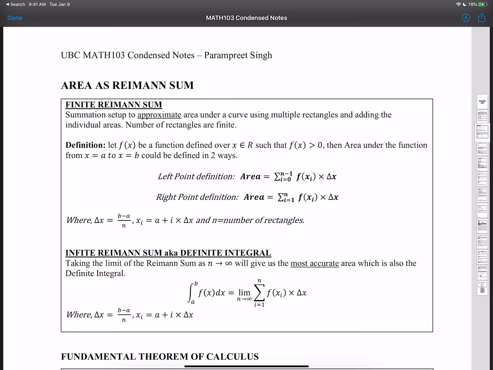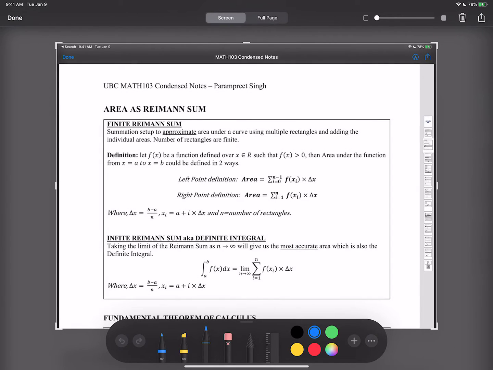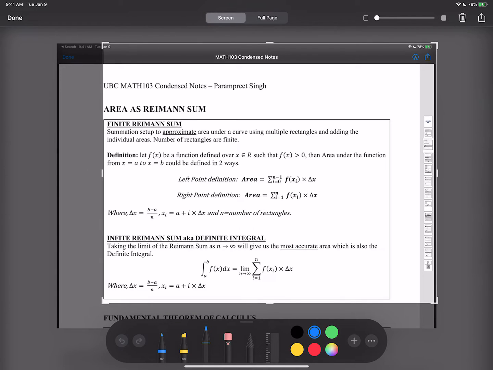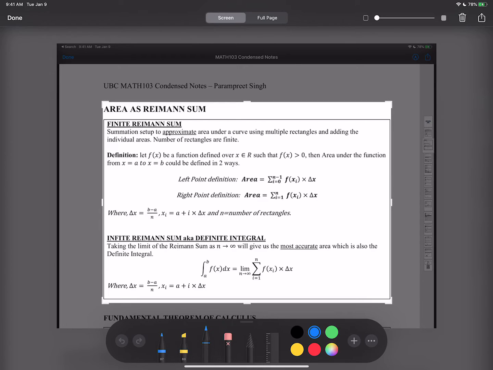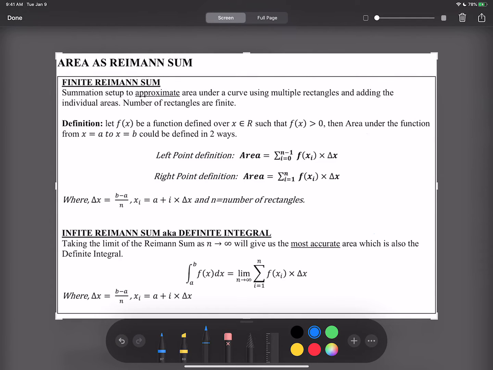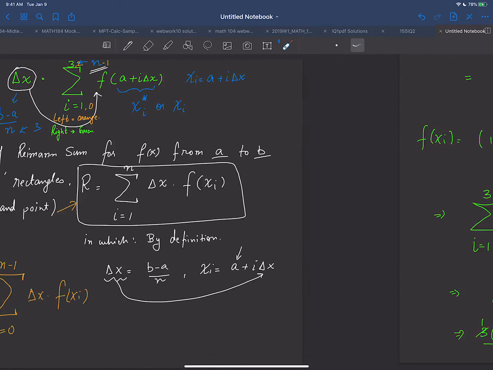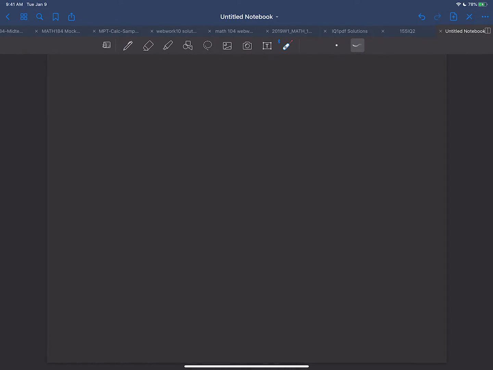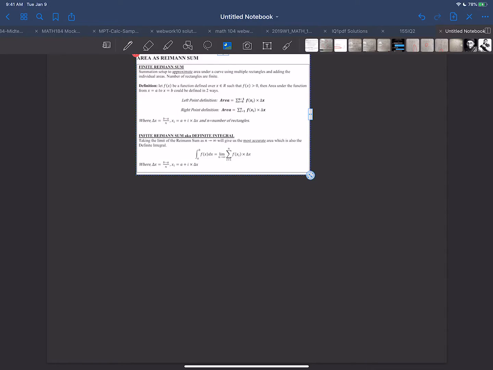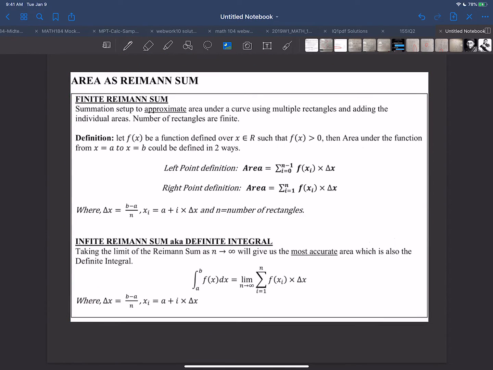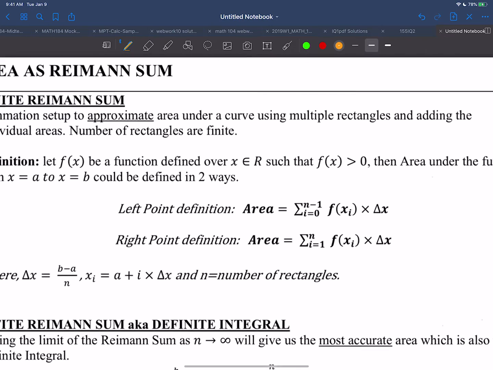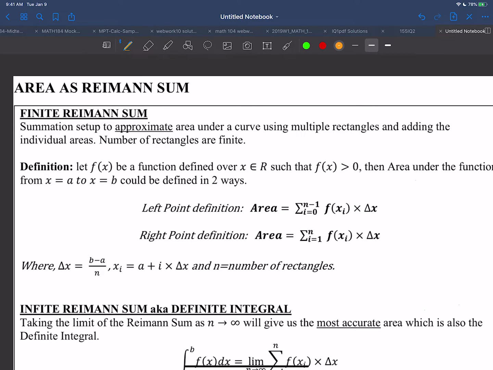So area as a Riemann sum, and these are the notes we're going to take up here. What I'm going to do is copy this and paste it here so that we can have a track of what's happening. So this is what it represents. A summation set up to approximate the area under a curve using multiple rectangles and adding the individual areas. The number of rectangles is finite in a finite Riemann sum, okay?